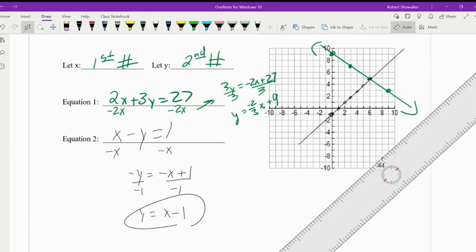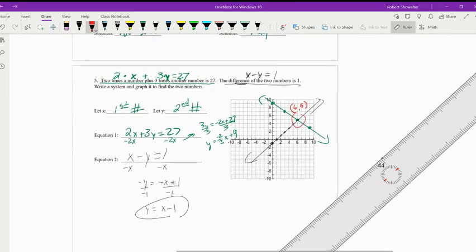And remember, the solution, or the x and y pair that answers the question, is where they cross. So right here, our ordered pair is going to be 6, 5. Now it says write a system to fit the two numbers. We did. What are the two numbers? Since we said the first number was x, the first number in this case is 6, and the second number is 5.